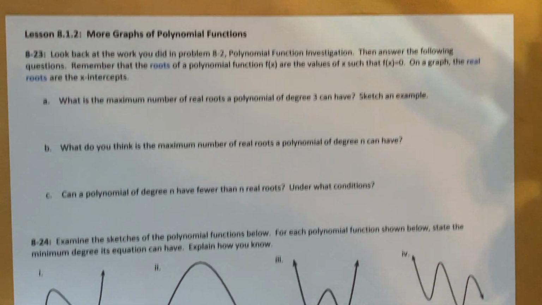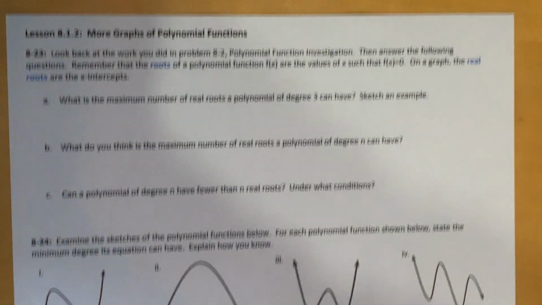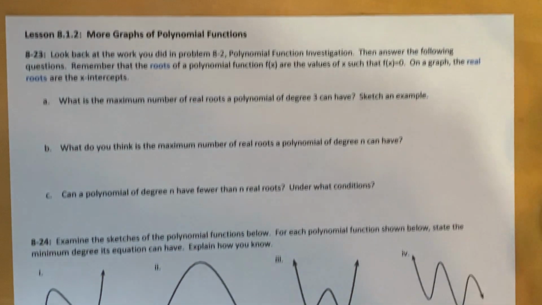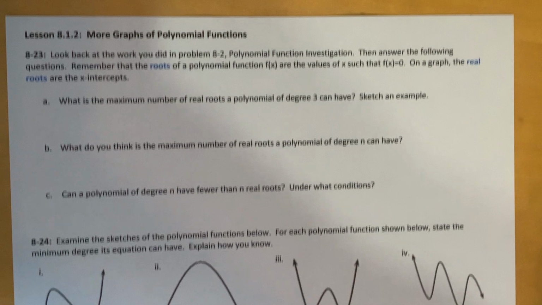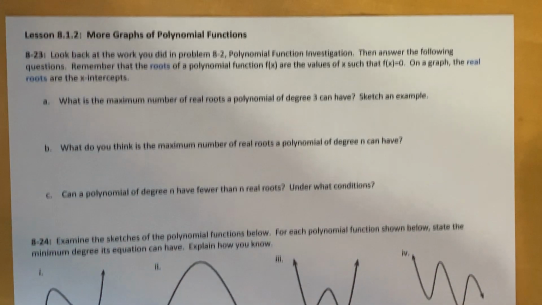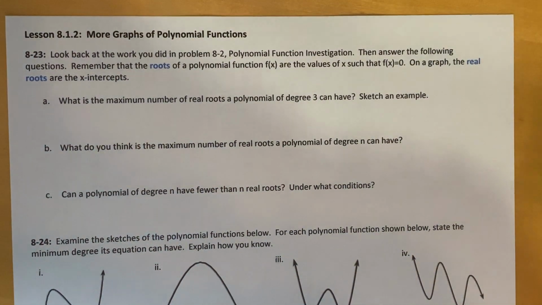So we're gonna look back at the work you did in problem 8-2. It's fresh in my head for me. 8-2, 8.1.1, about degrees and how many real roots. This is all about how many real roots there are, sketch an example, and we're gonna be figuring out how to make more accurate sketches by just the real roots we have, which are the x-intercepts. Remember, real roots are the x-intercepts. Yeah, I'm reading from what's above in the directions, but this is important.